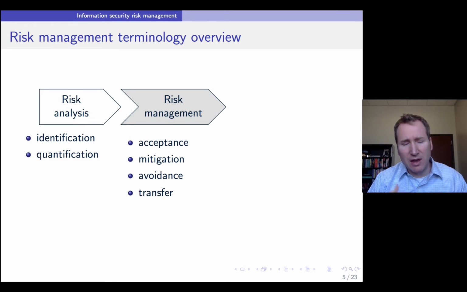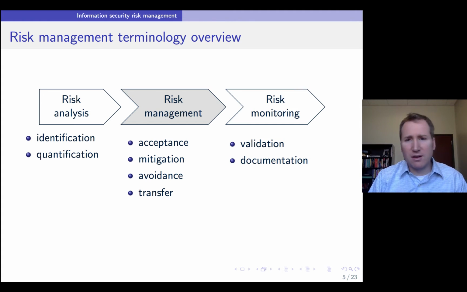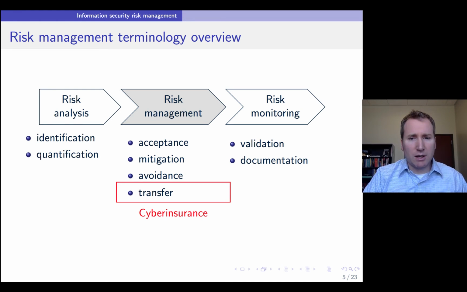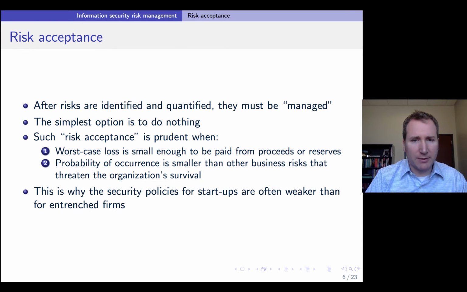Now that you know what the risks are from the analysis, you can then manage them. And then there's a risk monitoring stage at the end where essentially you have a process that's in place and you want to validate its effectiveness and document to the extent that it works and aligns with your expectations of what the risk should be. And risk transfer is also, in our case, referred to and provided by cyber insurance. We'll talk about that later.